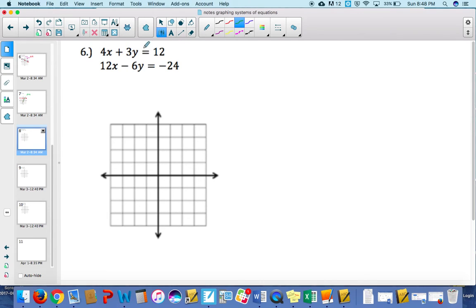So on example number 6, both of these equations are in standard form, so we're going to use the intercept method for both of them. The x-intercept on example number 6 would be 12 divided by 4, because remember, to find intercepts we plug in 0. So 12 divided by 4 is 3, and the y-intercept is going to be 4. For the second equation here, x equals -2, and y is going to equal +4. So plug in 0, divide -24 by -6, and we get +4.